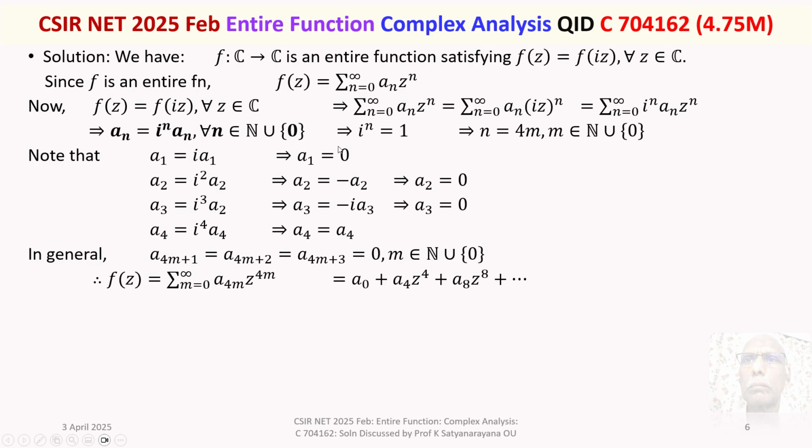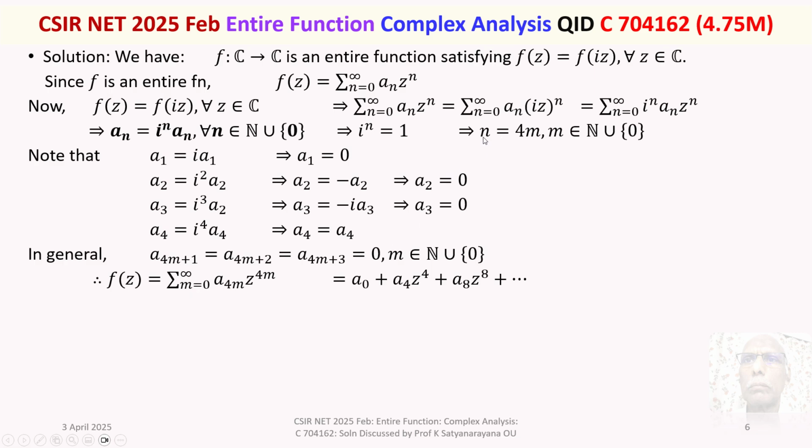You take f(z) and take its power series expansion. In that, A1, A2, A3 will become 0, and it will start from A4 onwards. And by the by, A0 is equal to i to the power 0 times A0, so A0 is equal to A0. So A0 will remain, and the summation starts from m equal to 0 to infinity of A4m.